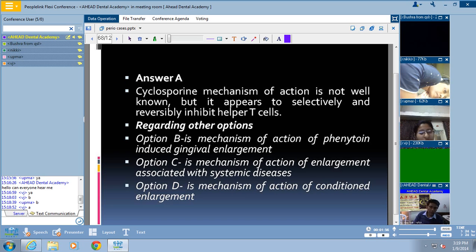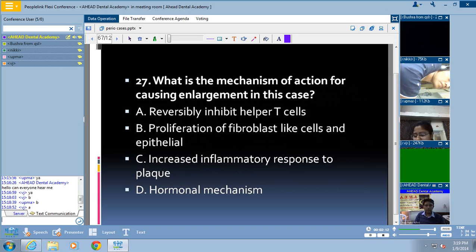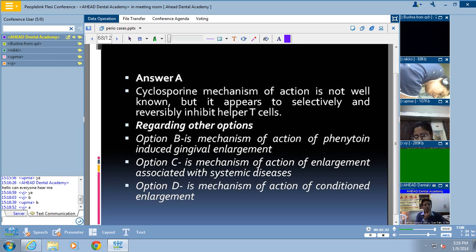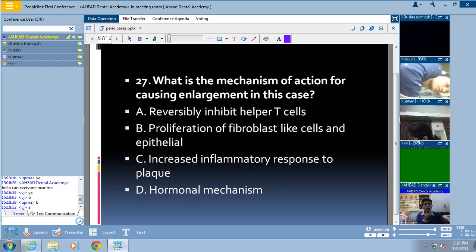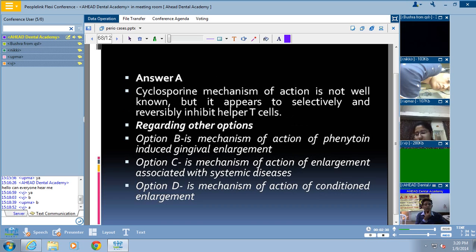Regarding other options, option B is the mechanism of action of phenytoin-induced gingival enlargement, right? Option C is the mechanism of action of enlargement associated with systemic diseases, and D is the mechanism of action of conditioned enlargement. So proliferation of fibroblast-like cells and epithelium is phenytoin-induced. Increased inflammatory response to plaque is the enlargement associated with systemic diseases. And hormonal mechanism is basically the conditioned enlargement in which such a kind of response is seen.